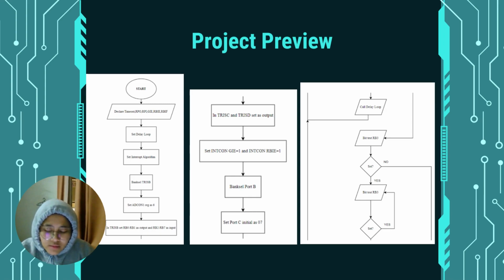Then it sets port C to 20. Then call delay loop. Then it will go back to clear port B, set port B to 0. Then it will end the program.